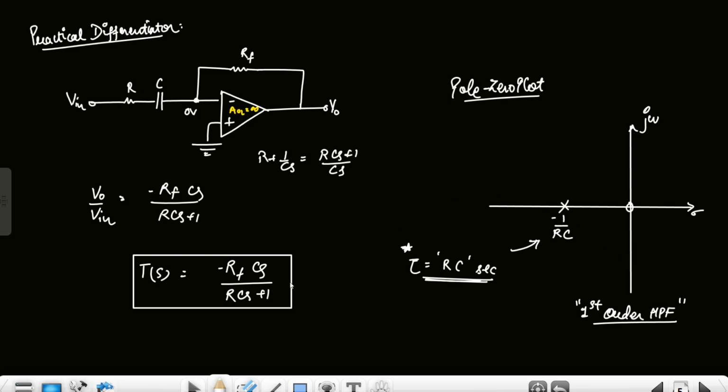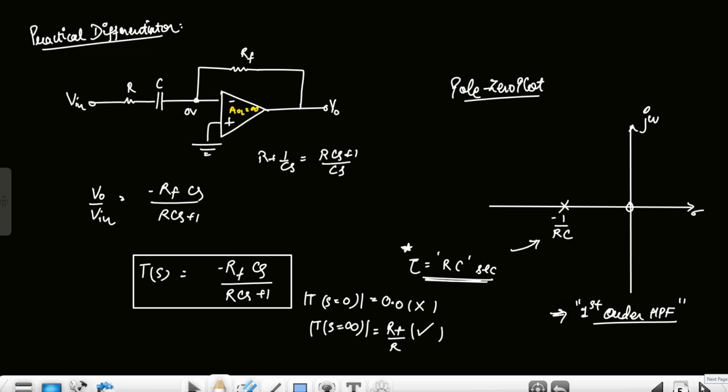Similarly, from here we can see that at zero frequency the magnitude of this transfer function will be simply 0, meaning the low frequency is not passing. And at infinite frequency, because the order of the numerator and denominator are the same, the coefficients will simply get divided. So the magnitude will be Rf upon R. It means the high frequency is passing and the low frequency is not passing, so that's why it is a first order high pass filter.